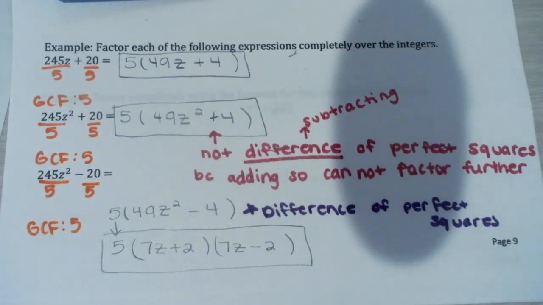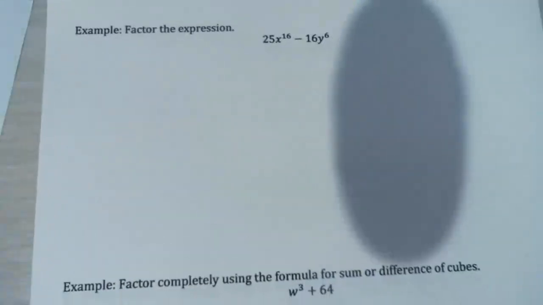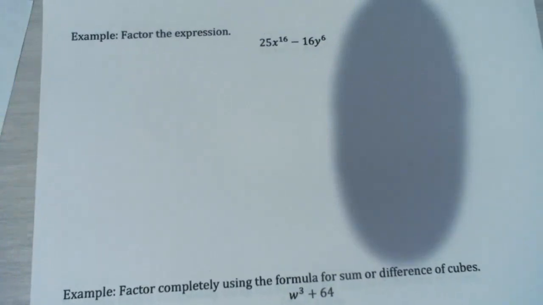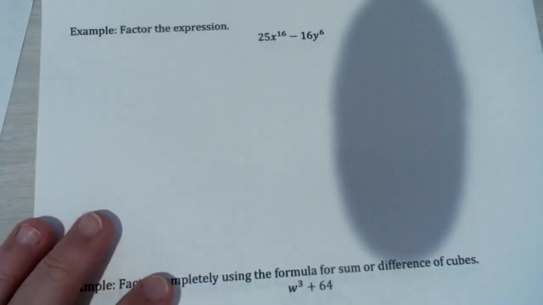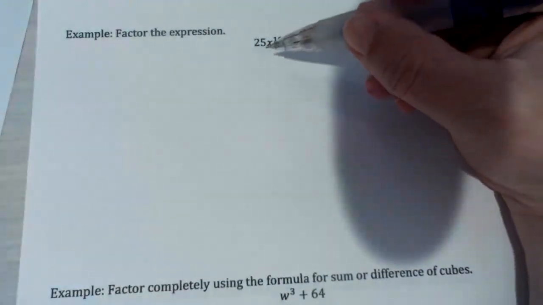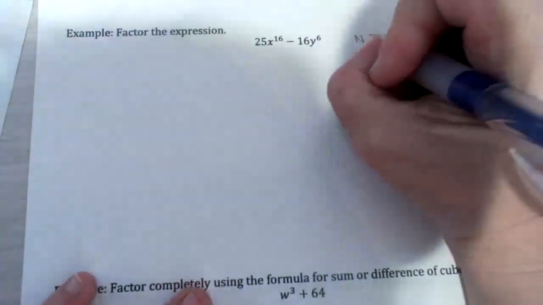All right. Let's go to our next page. We have a few more. Okay, so factor the expression. 25x to the 16th power minus 16y to the 6th. So these look crazy, but it's really the same thing. Our first step in factoring, no matter what, is GCF, but there's nothing that both terms have in common. So no GCF.